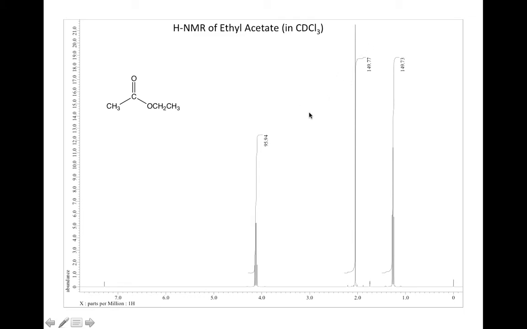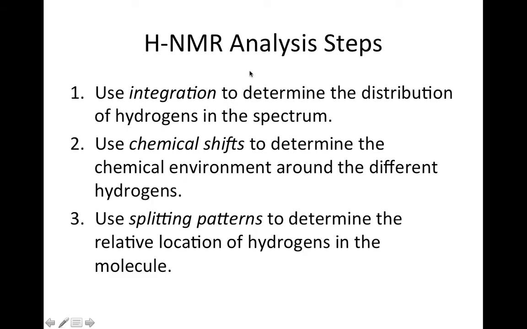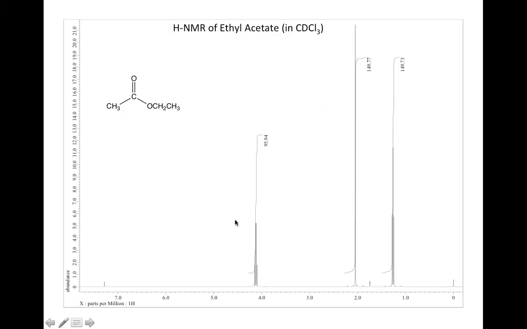Okay, so that was the first thing that we did. If we go back and look, we used the integration to determine the distribution of hydrogens in the spectrum. The second thing you want to do is use the chemical shift to get some information. Now, here we've got something at around 1 ppm, something around 2 ppm, and a peak around 4 ppm. We should know what those correspond to in terms of the chemical environment.